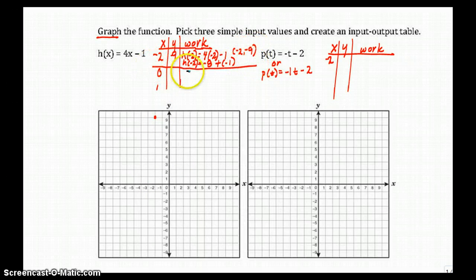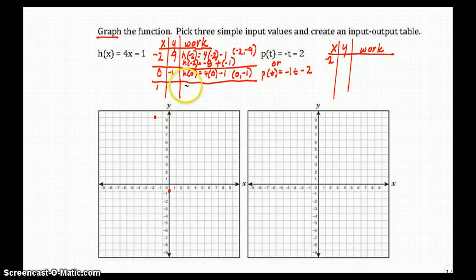Then I'm going to go to 0. 0 is always a nice easy one, a good one to choose. H of 0 equals 4 times 0 minus 1. I can do that mentally. 4 times 0 is 0, minus 1 is -1. So my ordered pair is 0, -1. I'm going to plot that. And then I'm going to go to 1. And I've got h of 1.